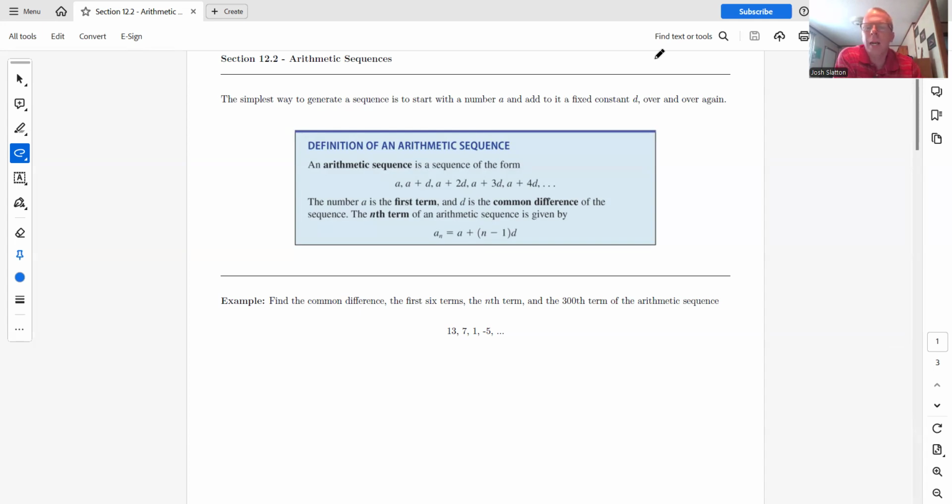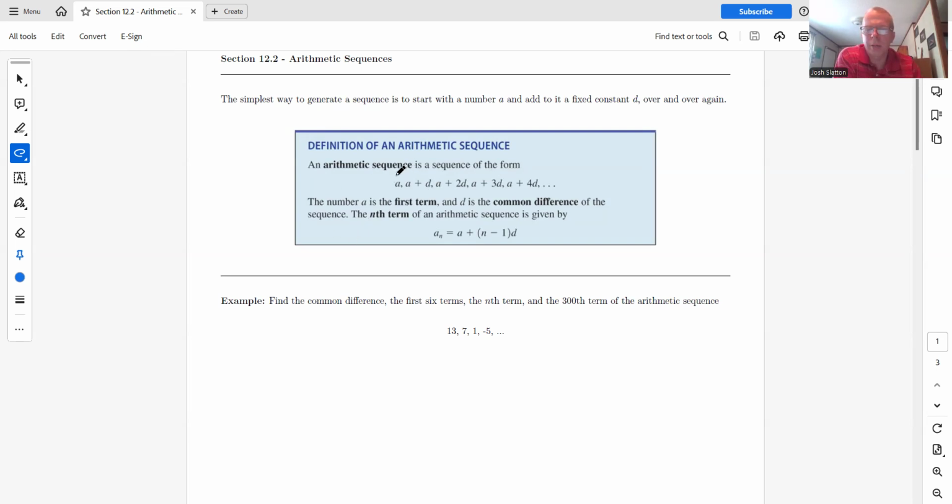with a number, add a fixed constant d over and over again. So the arithmetic sequence, we have our first term, a. The next term would be a plus d, the next term would be this term plus d again, so that'd be a plus 2d, and then a plus 3d, and so on.